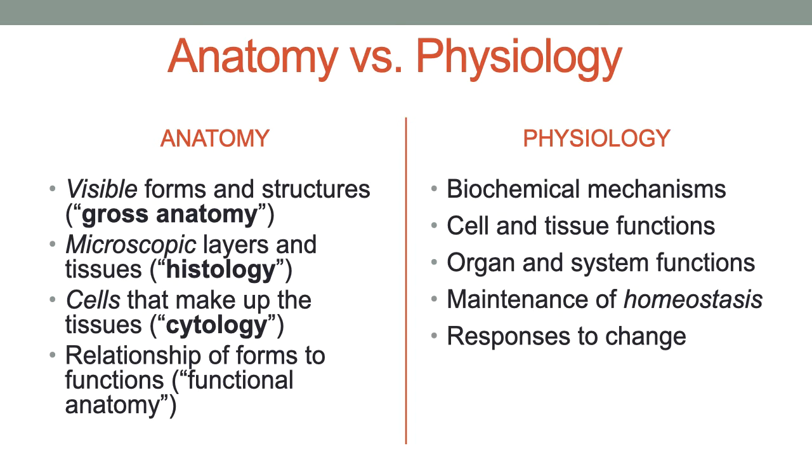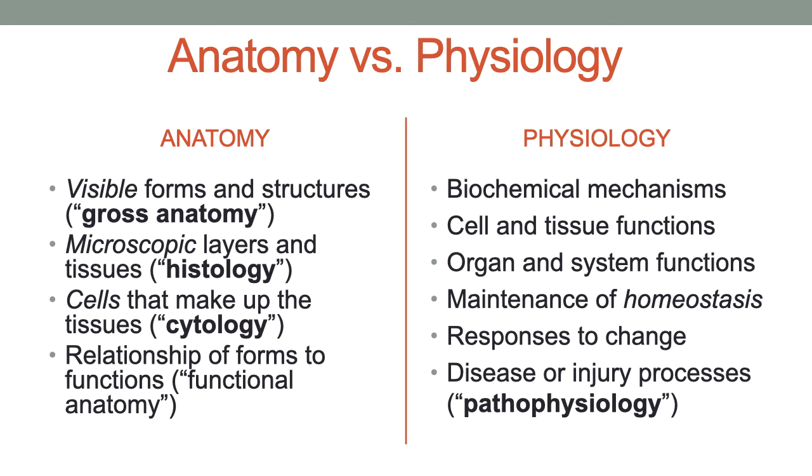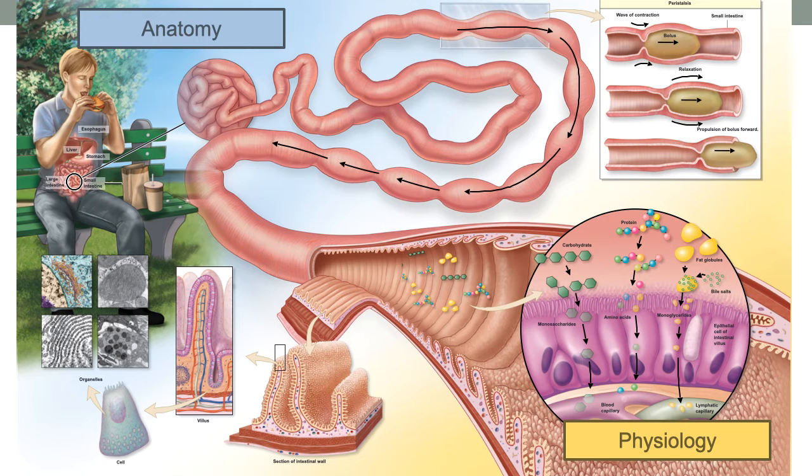And there are several different subfields within physiology. For example, pathophysiology would be the study of diseases or injury processes. The study of anatomy and physiology will make more sense when you continually relate the form of the structures you are studying with their function. So let's look at this picture here of the intestine, and let's look at what would qualify as anatomy and what would qualify as physiology.